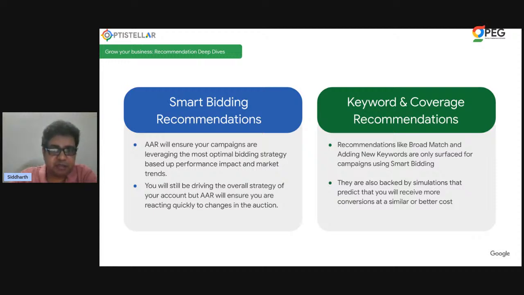At the same time, these recommendations are also backed by simulations that you will receive more conversions at a similar or a better cost, right? So these recommendations are only surfaced when these simulations happen, and as I mentioned earlier, when there is a statistically significant value through which the overall performance of your account will improve. Only then will these recommendations get surfaced, right? And if you are opted into auto apply, once it gets surfaced, it will get auto applied.